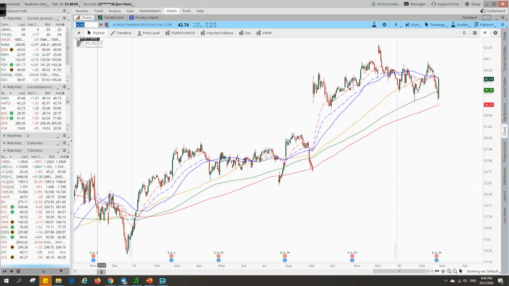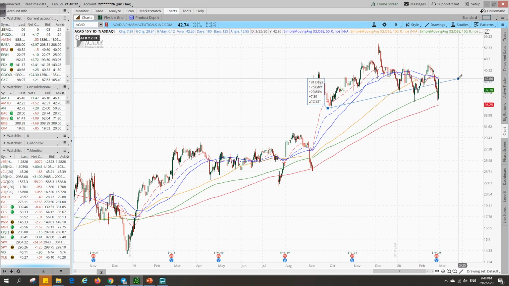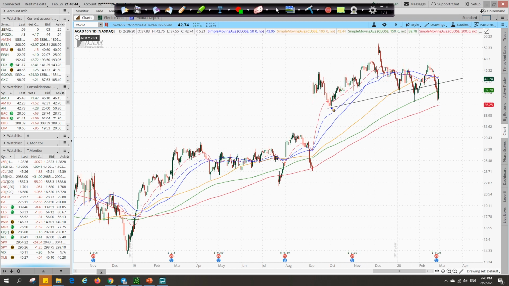Now you can see that this time round for ACAD, the pattern is not as clear. So you may say that this could be the head and shoulders pattern. And if that's so, then you may want to draw a trend line connecting the recent two lows. So that will generally be like that.